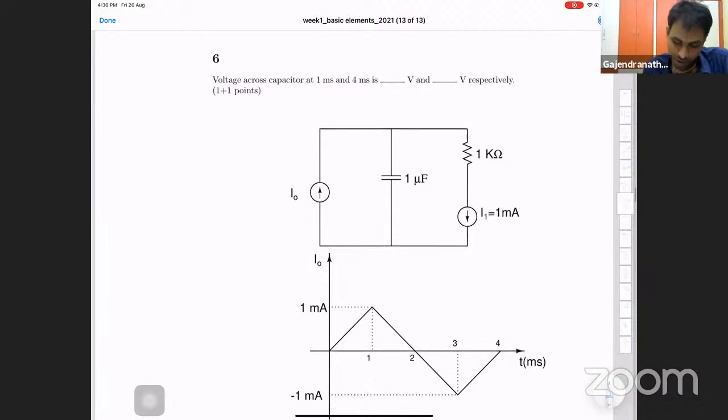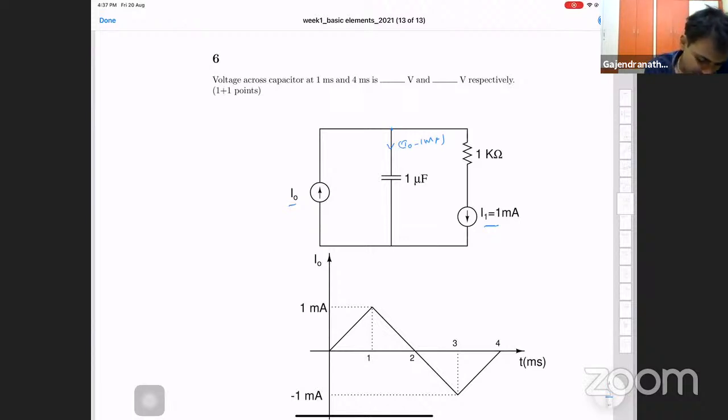Okay, now if you see, there is an I0 current here, there is a 1 milliamp current here. So if you apply KCL on this node, then what do you see? You see I0 minus 1 milliamp here. So here it is I0 minus 1 milliamp. Correct? Okay. Now, if I know the current through the capacitor, I can find the voltage across it.